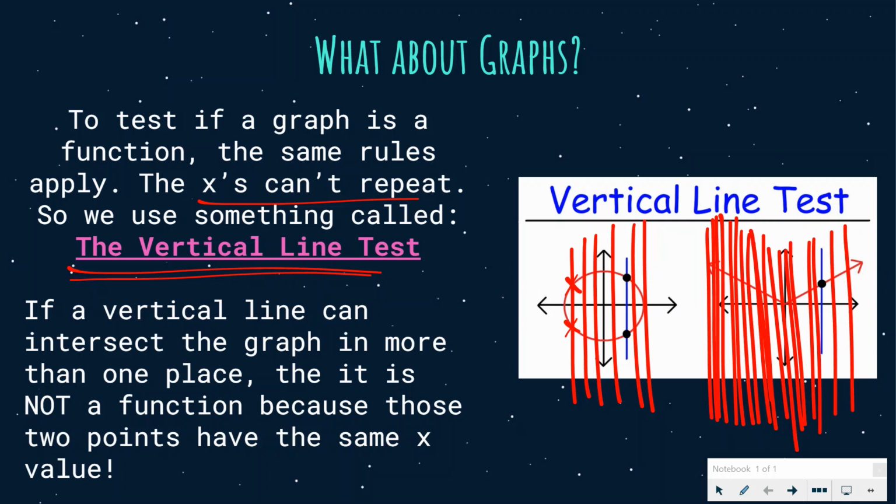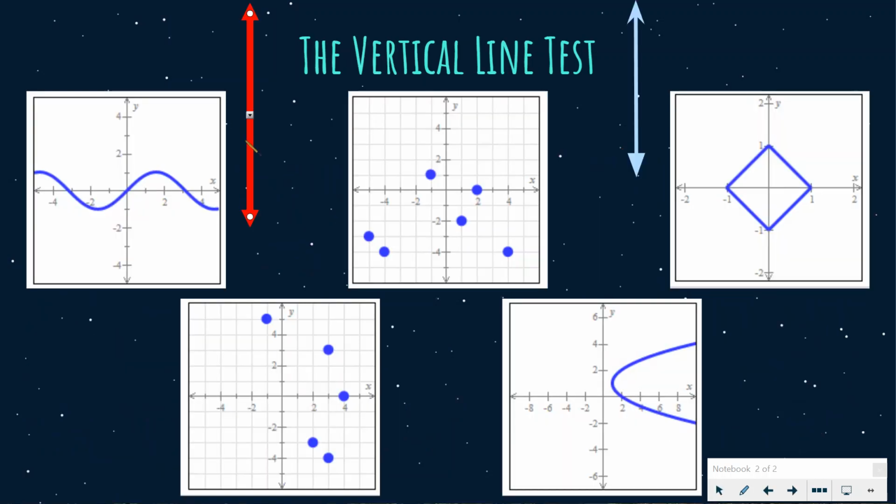Every single line that I drew, a vertical line is just a line that goes straight up and down, hits 1 point at a time. It doesn't overlap like this one does. This one is a function. This one is not a function. If it passes the vertical line test, it's a function. So here I'm just going to show a few more examples of the vertical line test.